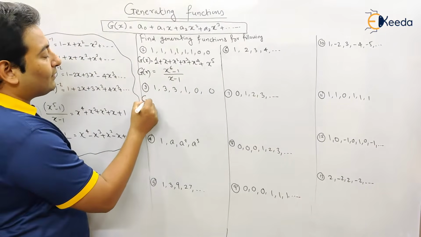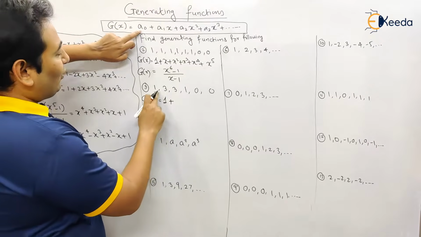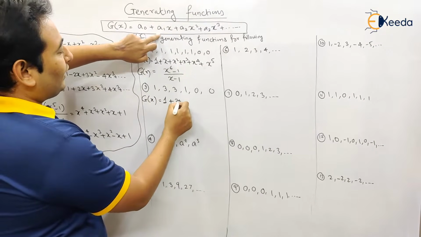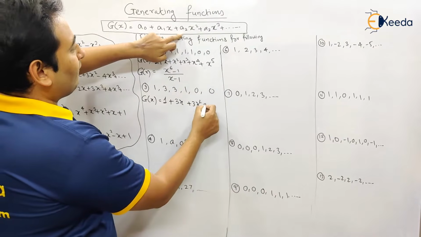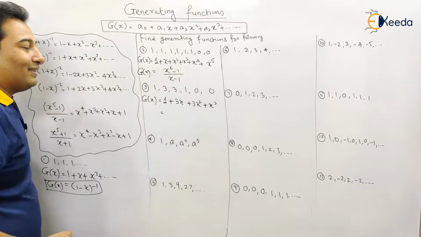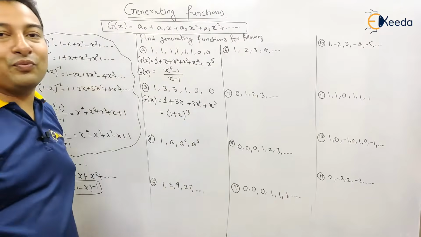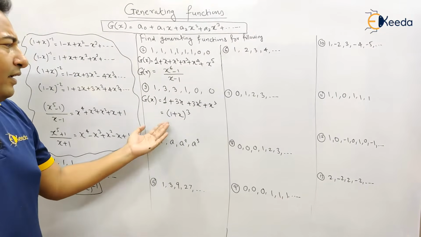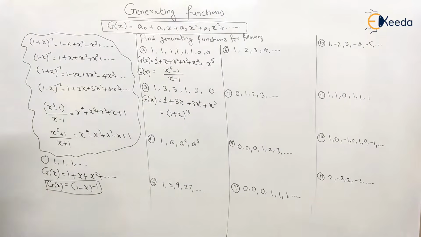Let's talk about the next series. 1 plus, the a0 value is 1, the a1 value is 3, so 3x, the a2 value is again 3, so 3x square plus x cube. Now if you see, this formula is basically 1 plus x the whole cube, or you can say x plus 1 the whole cube. This is the basic formula. If you open this bracket, you will get this. So this is the generating function for generating this particular series.